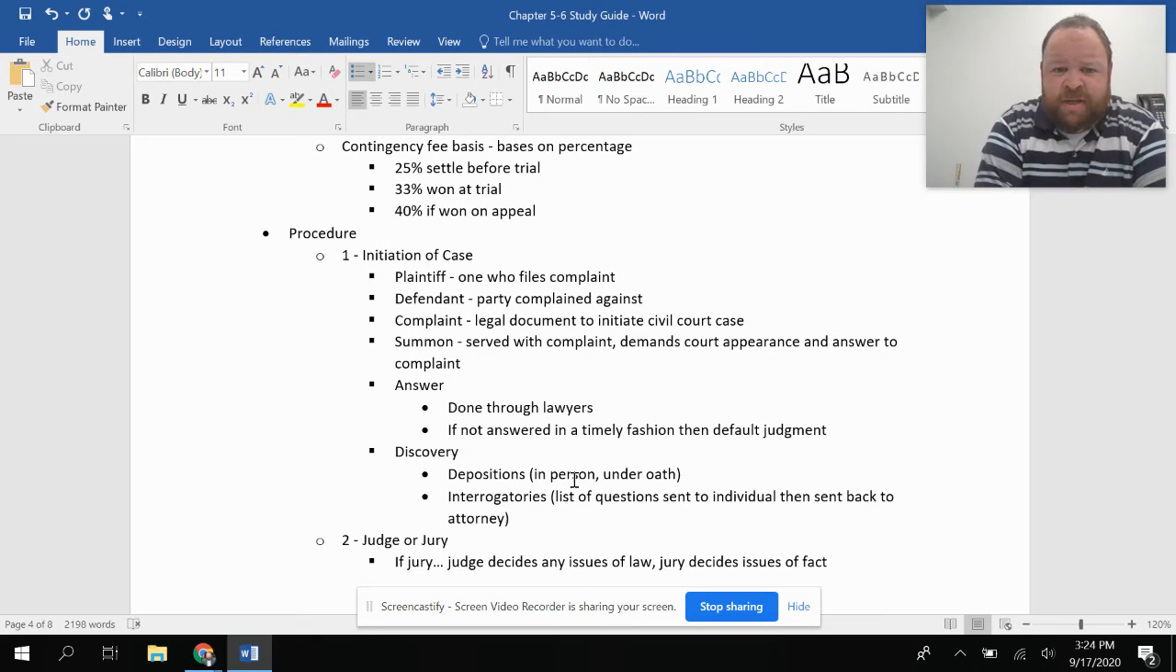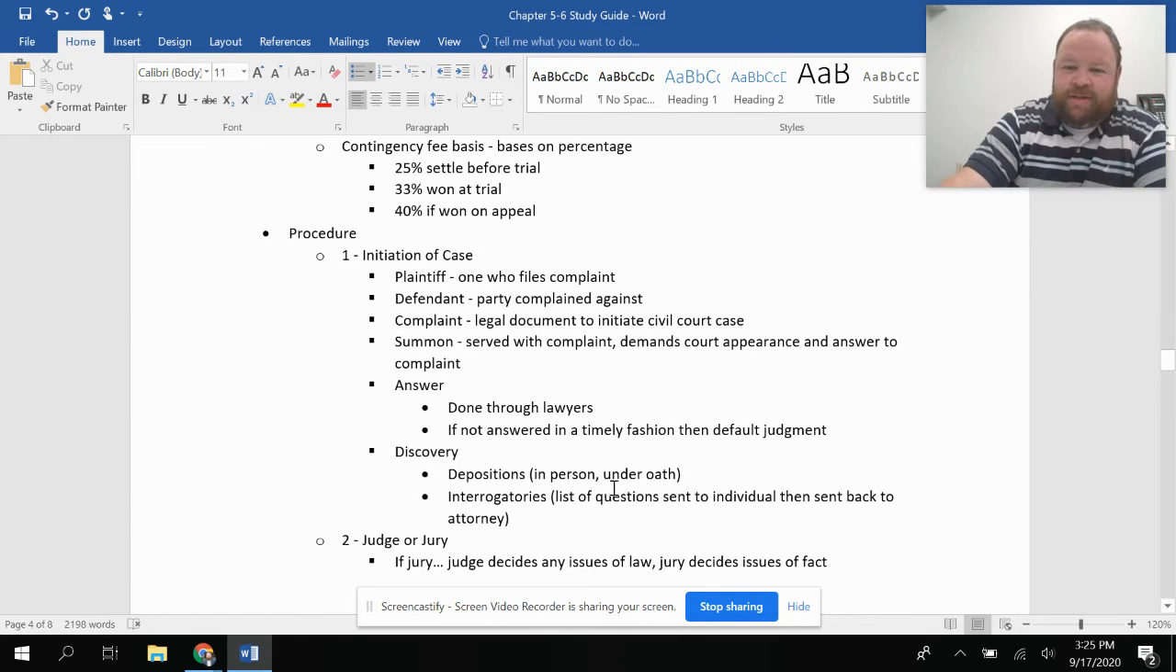Then the procedures of a civil court case are kind of similar to those of a criminal case. So you have the plaintiff, which is the one who files the complaint. The defendant is the one who is filed against. The complaint is the actual legal document. The summons is served with the complaint, which basically demands that the defendant comes to court to answer. Answers are done through lawyers.